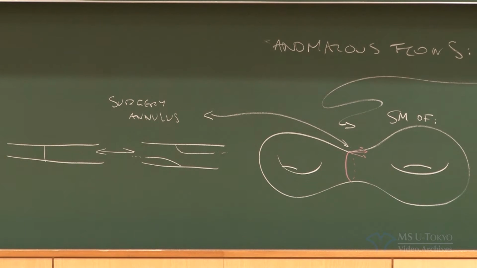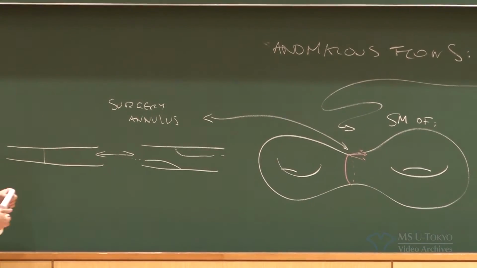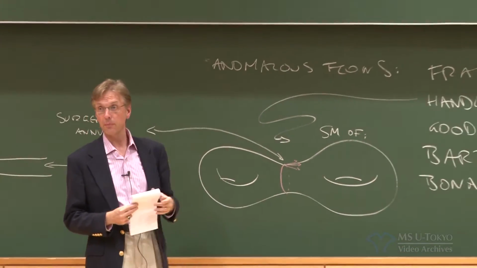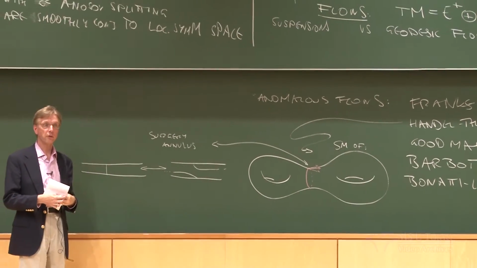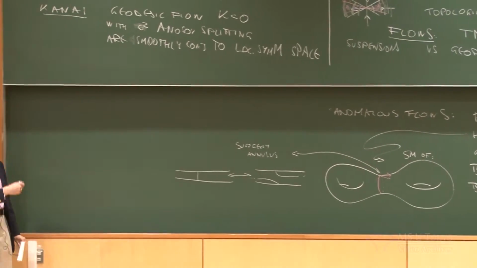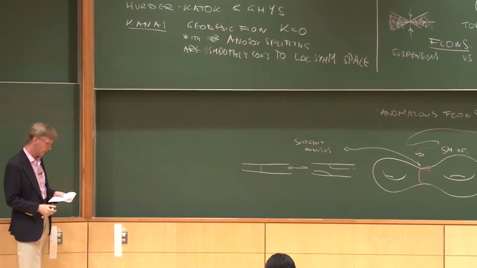Let me return then to the story that I started here, now that we have seen that for Anosov flows, there is a much bigger zoo than the standard examples, as is the case with Anosov diffeomorphisms, at least so far as we know.